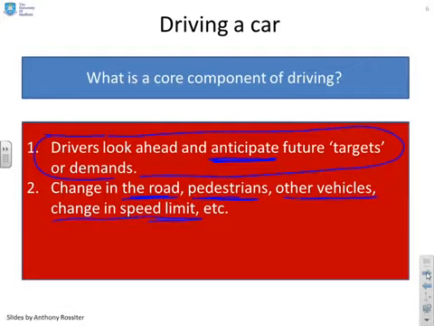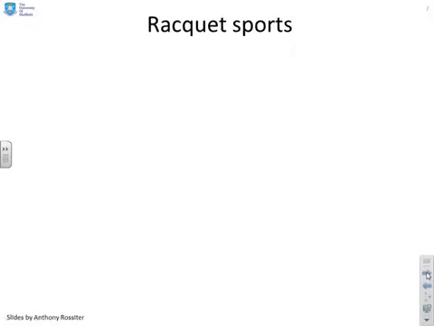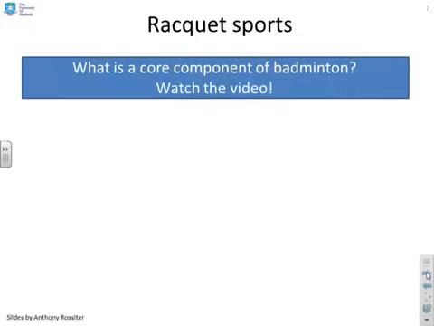And the key thing here is you'll see this word anticipate. What we're doing is we're anticipating all the future obstacles and targets and using that in order to update our plans. So humans use anticipation, and an equivalent word, of course, is prediction, to help them determine effective control strategies, certainly when they're driving. What about racket sports then?